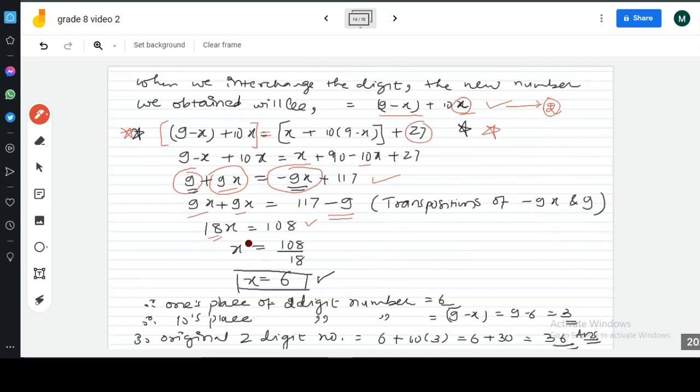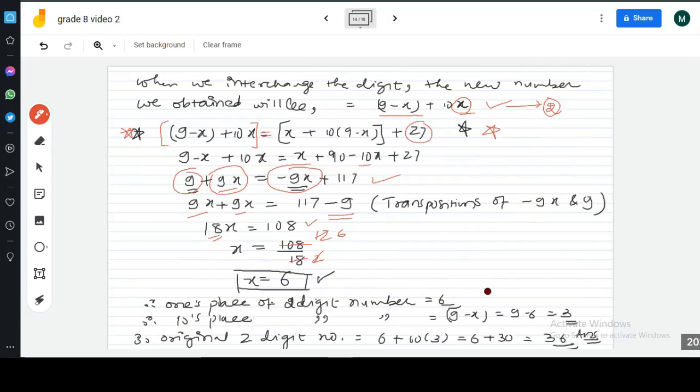9x plus 9x means adding the coefficients 9 plus 9, which becomes 18x. So 18x equal to 108, or x equals 108 upon 18. If we divide by 18, it will give us 6, or if we try by 9, 9 2s are 18, and 2 6s are 12. So we have the value of x as 6. But what is x we have considered? We have considered x as the ones place digit of a 2-digit number.